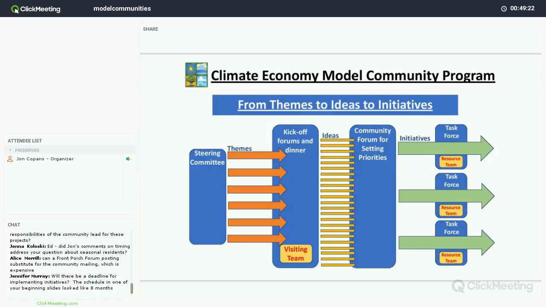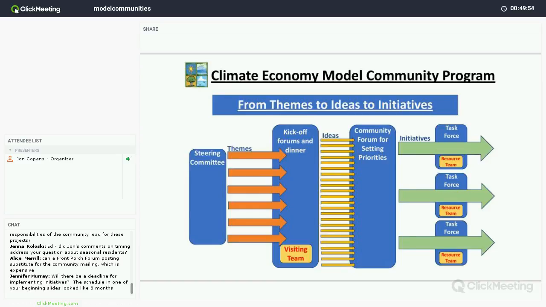Can a Front Porch Forum posting... Front Porch Forum is a great tool to spread the word, and it really varies actually from one community to the next. Some communities have great participation in Front Porch Forums, some are a little less active. I would say a mailing is important because it assures that you are giving every citizen notice about this process, and there's nothing like getting something in the mail to do that. Front Porch Forum, like I say, has great saturation in some communities.